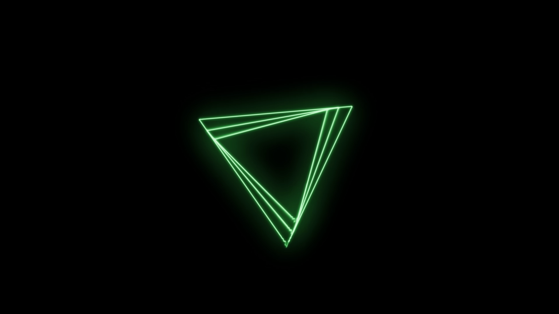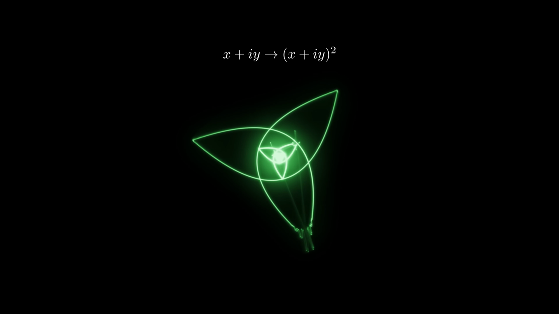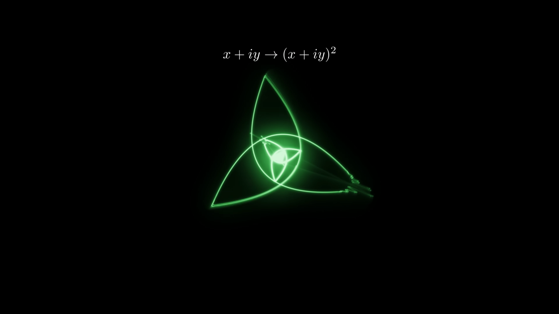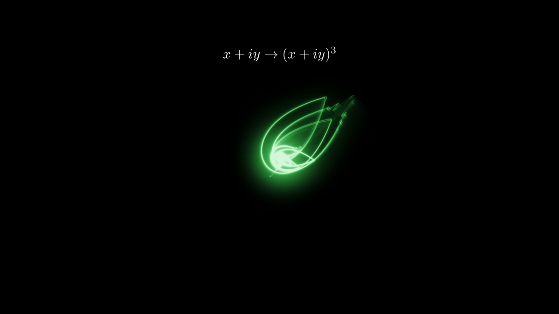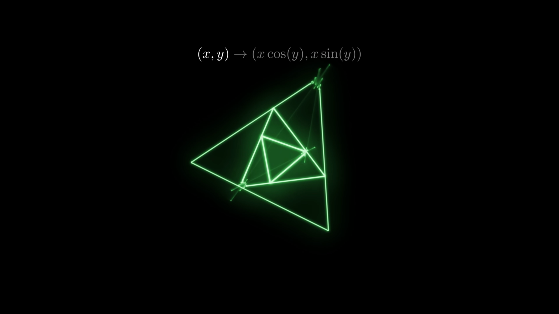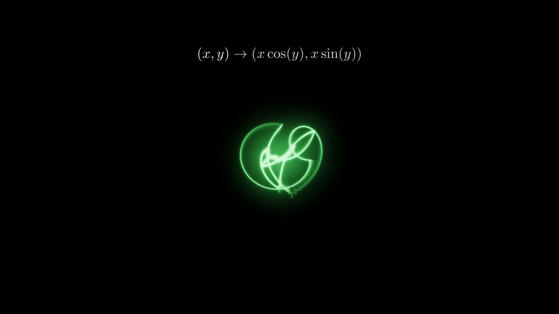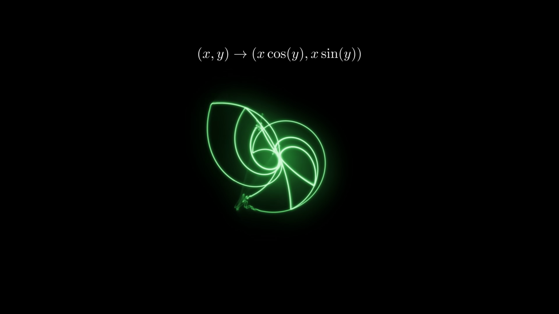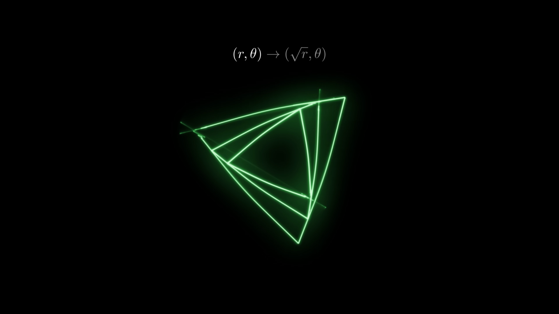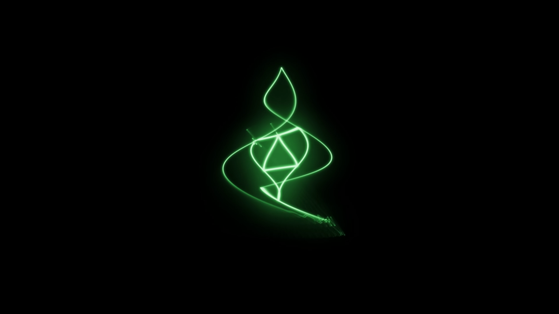You can treat each point as a complex number and take the complex square, or the complex cube. You can treat the values as polar coordinates by using the y as the angle and the x as the radius. You can make your shape thick. Any transformation you can imagine can be done.